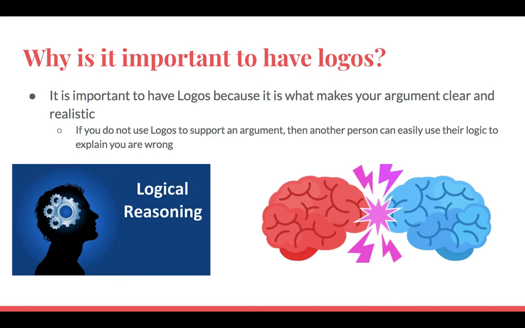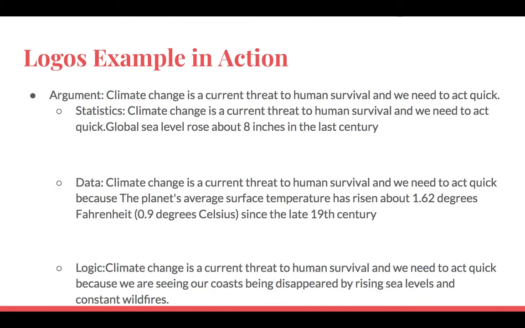Okay, the other two rhetorical devices also do this, but this logos, that's the biggest part of it. It makes sure that whatever you're talking about proves to be true. Okay, so that's why it is important, and that is why you need to have it in an argument. Now, examples in action. So here's my argument. It is that climate change is a current threat to human survival, and we need to act quick. And so I showed how to use logos and appeal to logic in three different ways.